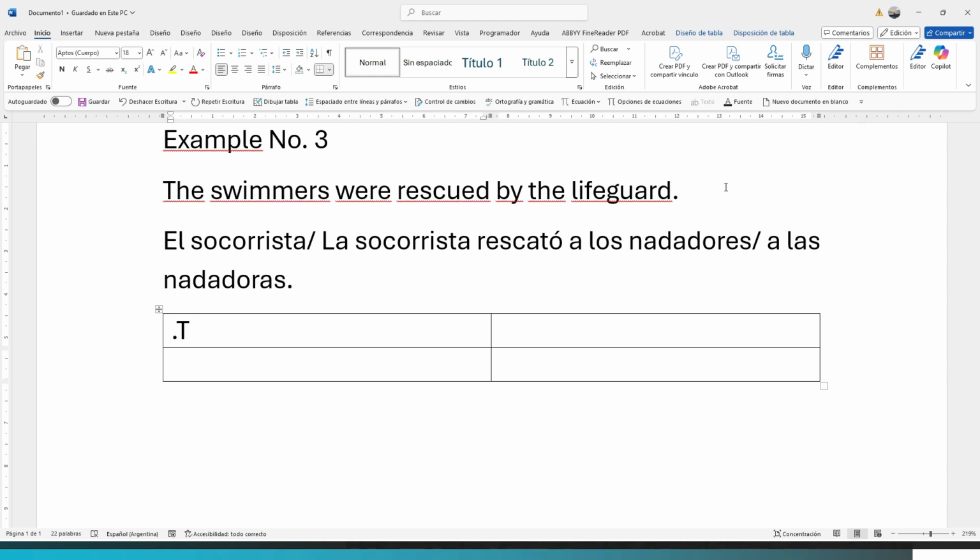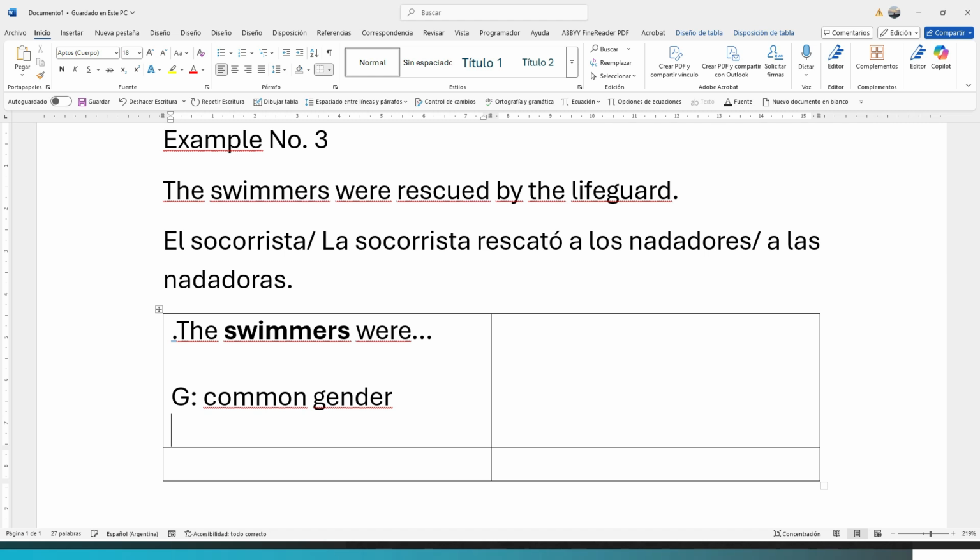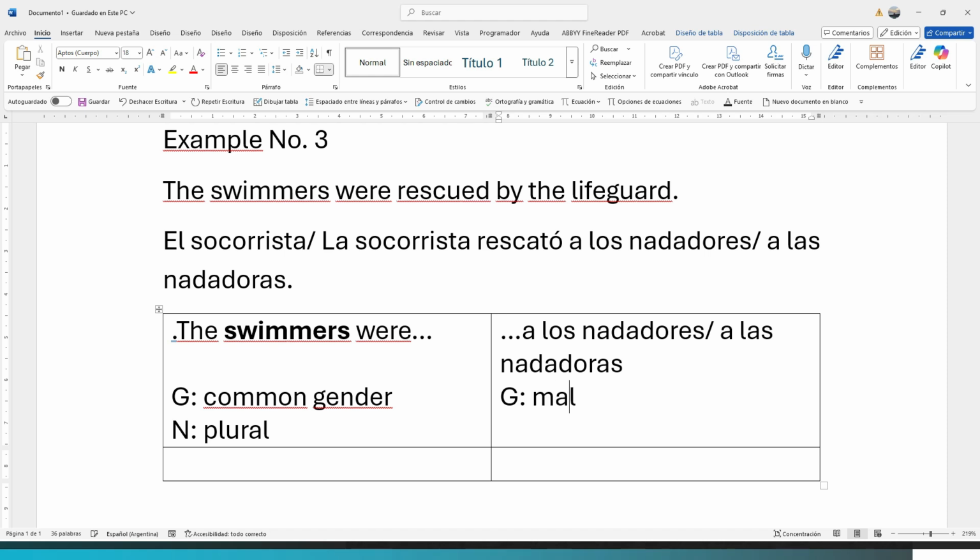First of all, let's analyze what happened with the swimmers. The swimmers were rescued. First of all, I'm going to highlight the noun to be analyzed. What about gender here? Gender, common gender or dual gender. And number, plural number. In Spanish, la socorrista rescató a los nadadores, a las nadadoras. Gender, male, female gender. Morphologically marked male or female gendered nouns. Nadador, nadadora.